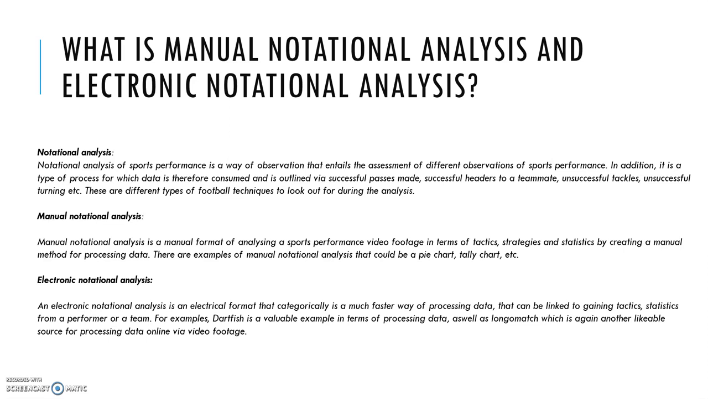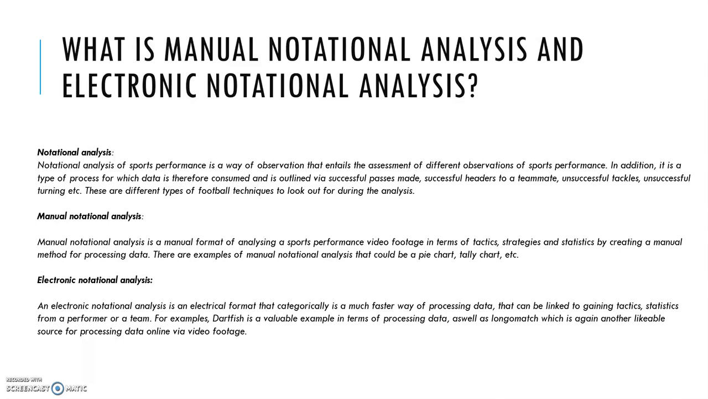So, the analysis of sports performance is a way of observation that entails the assessment of different observations of sports performance. In addition, it is a type of process for which data is consumed and is outlined via examples of successful passes made, successful headers to a teammate, unsuccessful tackles, unsuccessful turning, etc. And these are different types of football techniques to look at during the analysis.